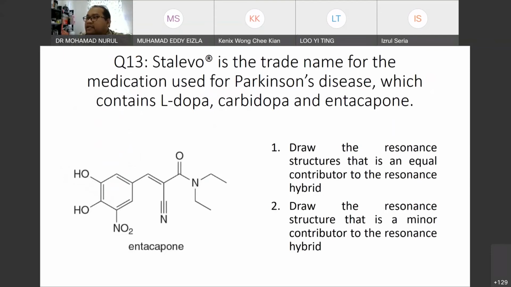Okay, lastly, this kind of compound is used in Parkinson's disease, which contains L-dopa, carbidopa, and entacapone. Draw the resonance structure that is an equal contributor to the resonance hybrid. Understand the questions carefully. And the second one, draw the resonance structure that is a minor contributor to the resonance hybrid. First, equal contributor. Second one is minor contributor.